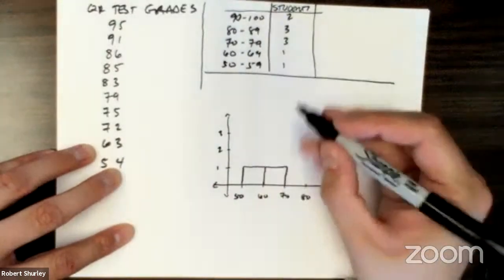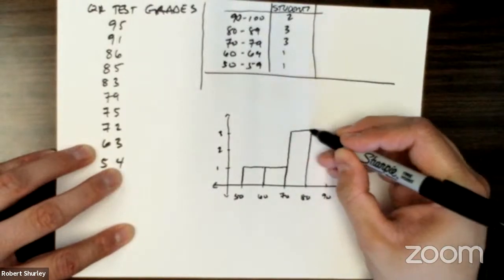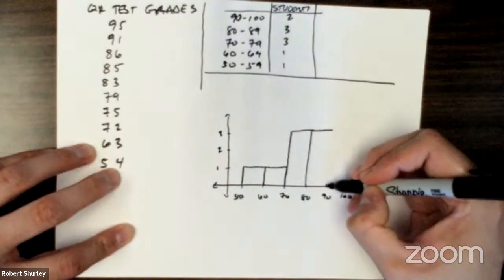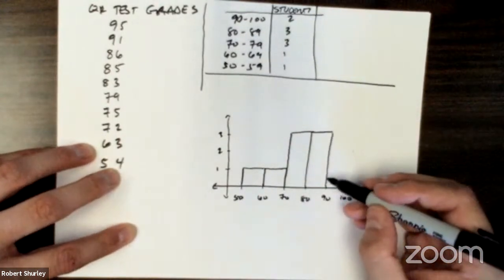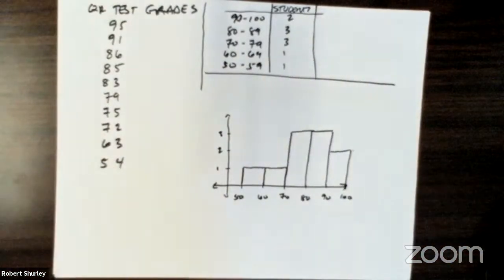So 70 to 80, I've got 3. Shoot up. And then I've got another 3. It wouldn't look good if I went down to 1 in that section. And then we go to 2. And we're done. Okay, so that's a very, very basic histogram.